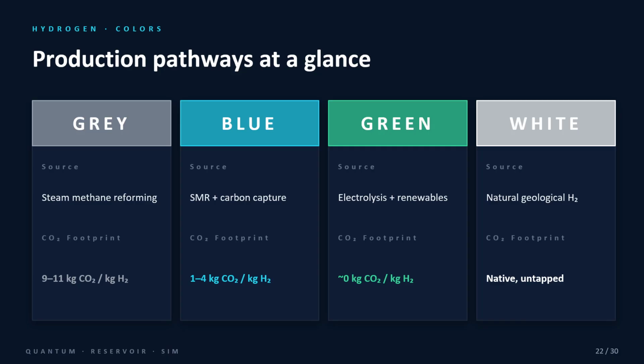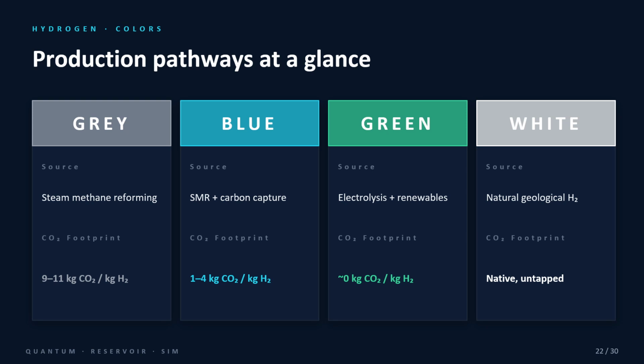Production pathways at a glance. Hydrogen is often classified by color, based on how it is produced. Gray hydrogen is produced from natural gas without carbon capture, so it has a high CO2 footprint. Blue hydrogen is also produced from fossil resources, but with carbon capture and storage to reduce emissions. Green hydrogen is produced by electrolysis using renewable electricity, so it can be nearly zero carbon if the electricity is clean. White hydrogen refers to natural geological hydrogen, which is an emerging topic. It may exist naturally in the subsurface, but exploration and production methods are still developing.